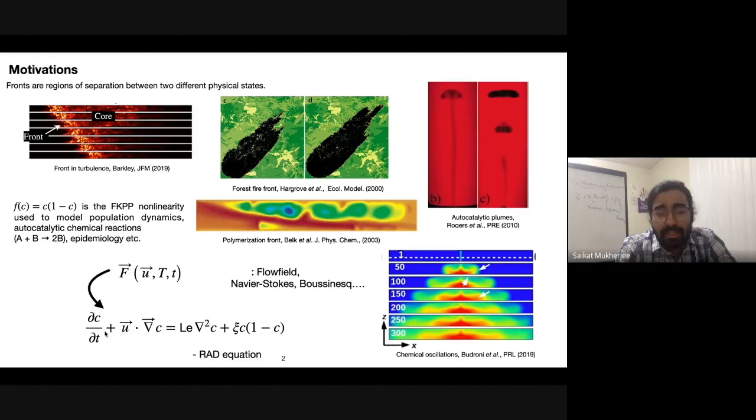This equation tells us that the concentration changes because of the advection, because of diffusion, because the species diffuses, and also because of this reaction. This is the nonlinearity of the reaction.